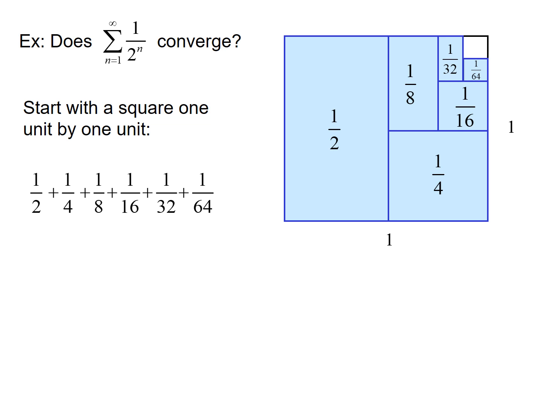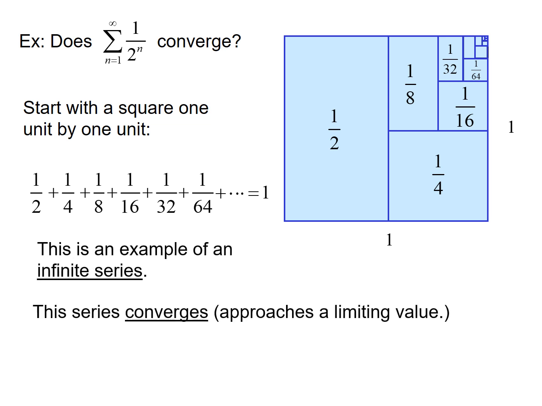And you can see how these terms correspond to 1 over 2 to the n. We have 1 over 2 to the 1 is 1/2. 1 over 2 squared is 1/4. 1 over 2 cubed is 1/8, and so on. And as we add these up, you can see that we get closer and closer to that upper right corner, which is going to add up to 1. So the infinite series here of 1 over 2 to the n is going to add up to 1, which means it converges.